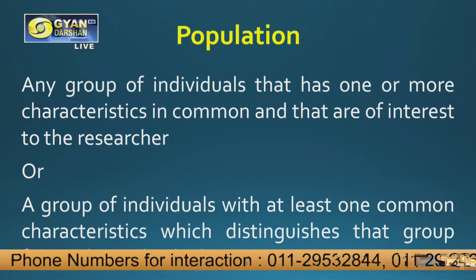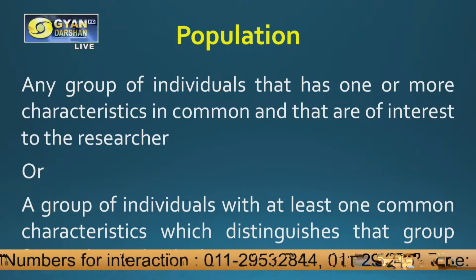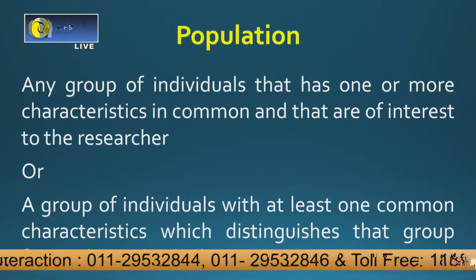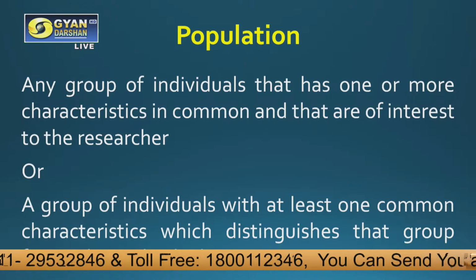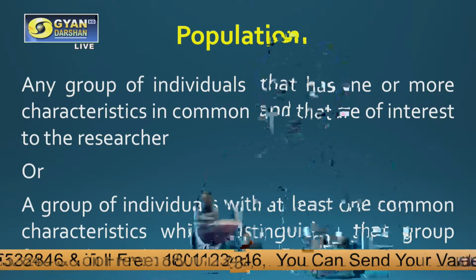You will also see on the slide one more explanation, and it says a group of individuals with at least one common characteristic which distinguishes that group from other individuals. Something very similar. So if the students are studying in 10th class, then the students studying in 9th class will be entirely different because their classes are different.